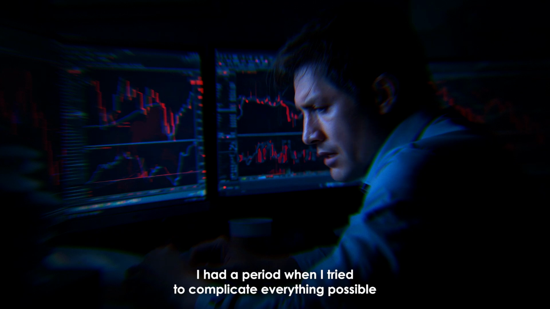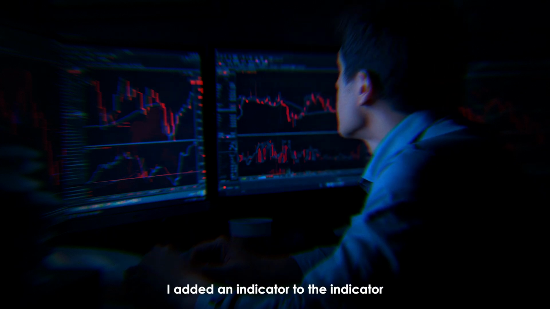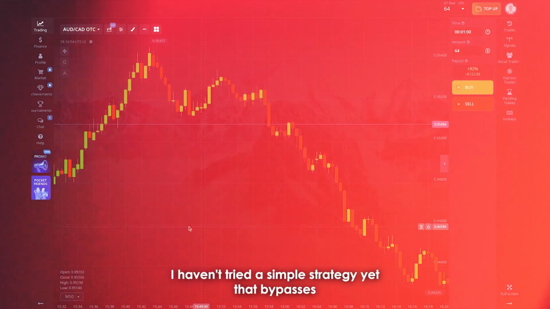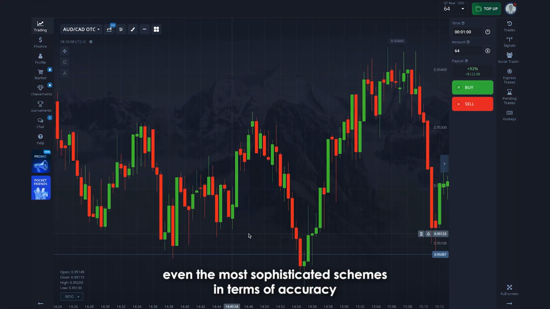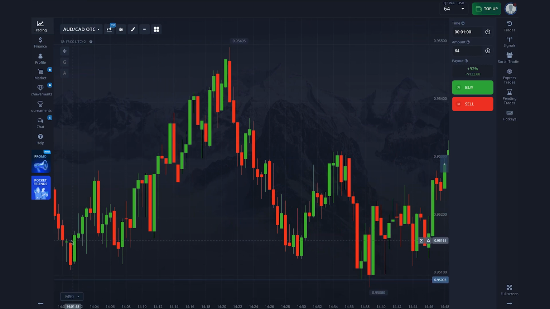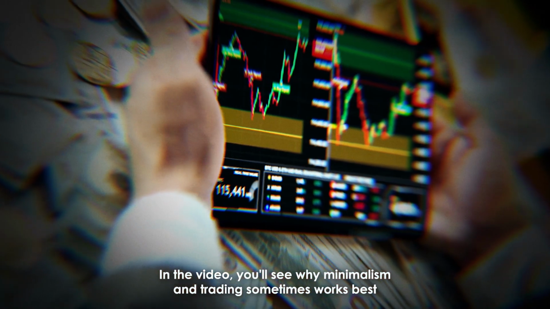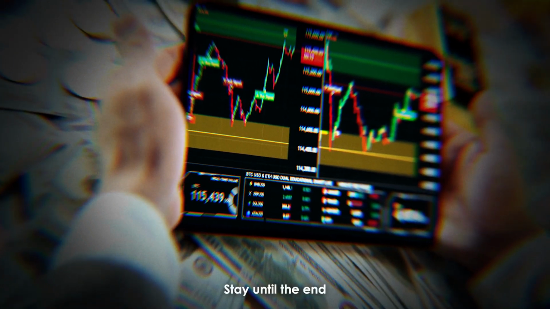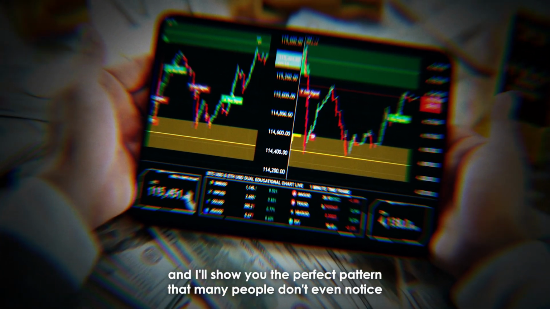I had a period when I tried to complicate everything possible. I added an indicator to the indicator, complicated the rules. I haven't tried a simple strategy yet that bypasses even the most sophisticated schemes in terms of accuracy. I'll share it with you today. In the video, you'll see why minimalism in trading sometimes works best. Stay until the end, and I'll show you the perfect pattern that many people don't even notice.